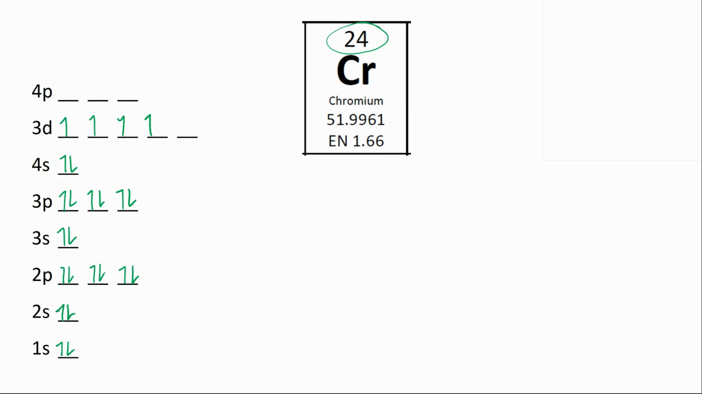All right, so that's essentially how we use the Aufbau Principle, Pauli Exclusion Principle, and then Hund's Rule to fill electrons into an atom to determine its ground state electron configuration.